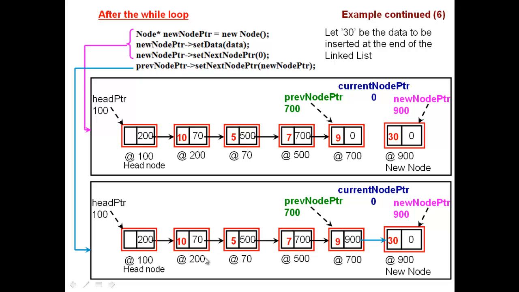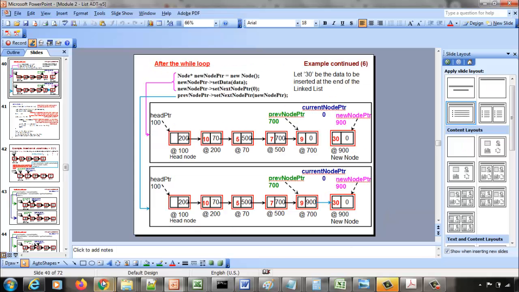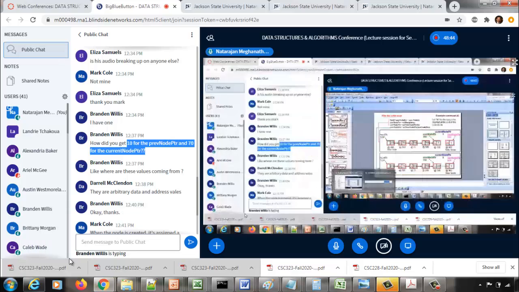The next node pointer for this node will be 70 because that's the address of the next data node. The next node pointer for this node will be 500 because that's the address of the next data node. The next node pointer for this node will be 700, that's the address of this node. And we just created this new node, its address is 900, that's the next node pointer. And the data, again I came up with these numbers, the data 10, 5, 7, 9, some integers that you want to store, and the 30 is also something I came up with. Is that clear now for Brandon?